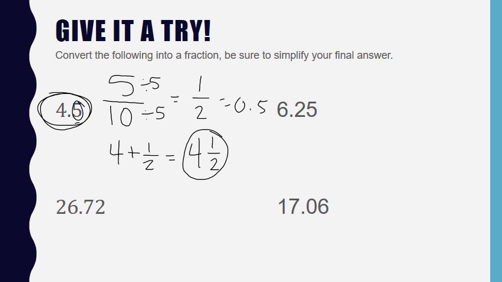At this point, what I'd like for you to do is, if I'm going too fast, please pause and make sure you have everything I have written down, and then you can move on whenever you're ready. Next problem, we have 6.25. I'm going to start with the numbers after the decimal in my numerator. Then my denominator is going to match with 2 digits after the decimal, so 2 zeros.